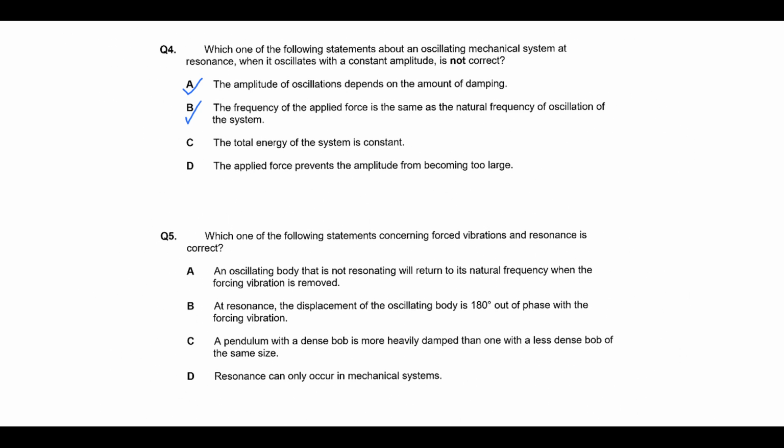The total energy of a system is constant, if there's no damping, and obviously total energy is always constant, that's just conservation of energy, so that one's true. The applied force prevents the amplitude from becoming too large. No, damping prevents the amplitude becoming too large, so that's the statement that is wrong.